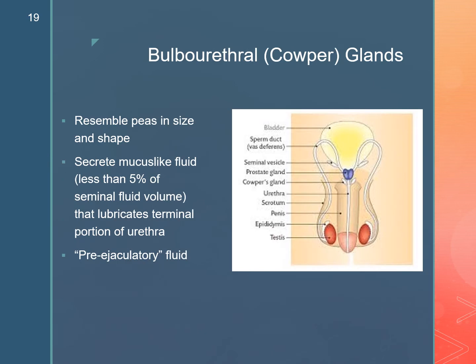The male has two additional glands called the Cowper's glands or bulbourethral glands, and they're about the size of a pea, and they secrete a mucus-like fluid that makes up about 5% of the seminal fluid volume, and its job is to lubricate the portion of the urethra that the sperm is going to pass through. You might have heard this referred to as pre-ejaculatory fluid.